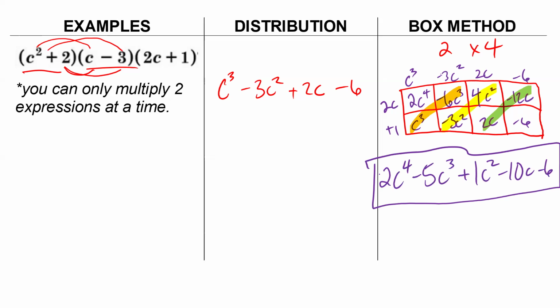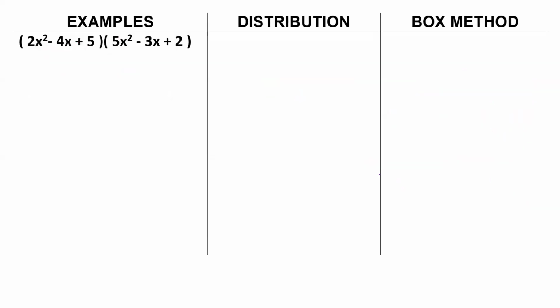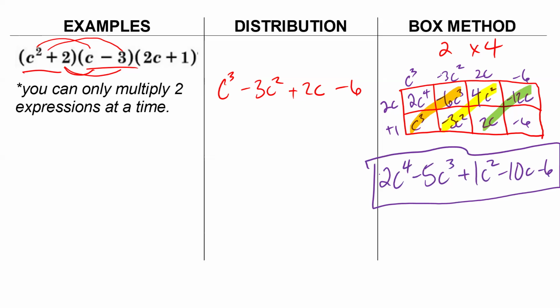Okay. So for me, I just like the change up, but I do like to do the distribution for the first pair. And then for whatever reason, my brain says, let's switch it up and do box method for the next. Oh, sorry. The last ones on your notes are for practice.